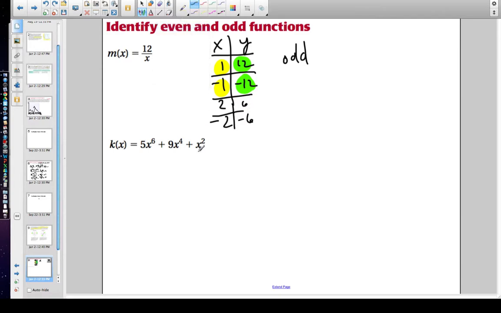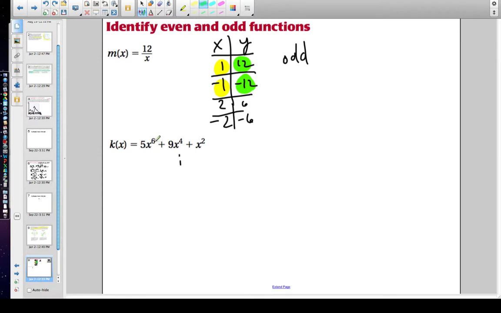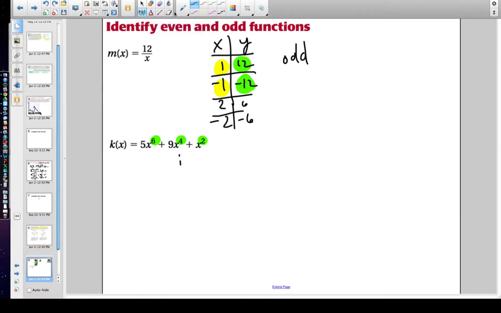Right, now let's test this other item. And you can see now, this is important to help you identify these things. You can see now that every power of the variable is an even power. Okay, I can tell you now what's going to happen in the output table, because it doesn't matter whether I put a positive or negative value into this. Anytime I take a negative number to an even power, it's going to become a positive number. So, but let's do the same thing. -1 and 1, -2 and 2.